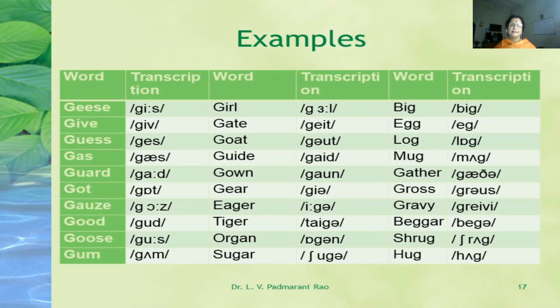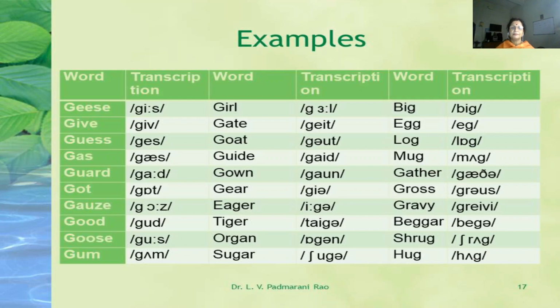G-E-E-S-E, geese. G-I-V-E, give. G-U-E-S-S, guess. G-A-S, gas. All these four are front vowels. Did you notice? G-U-A-R-D, guard. G-O-T, got. G-U-A-Z-E, gauze. G-O-O-D, good. G-O-O-S-E, goose. Now these five examples involve the back vowels. Did you notice? A, O, U and oo. Come down to the next example.